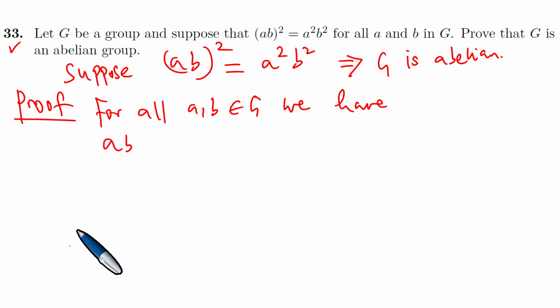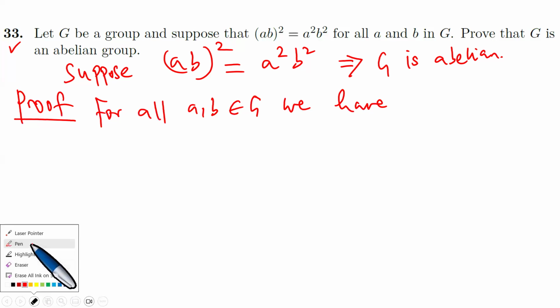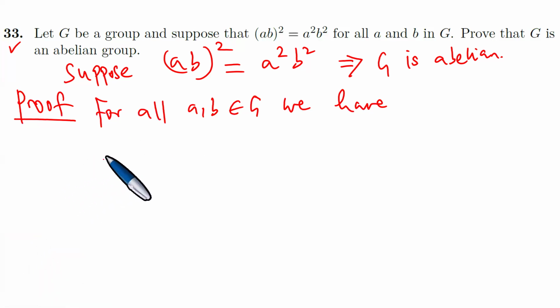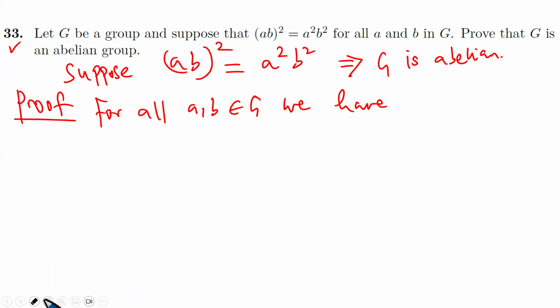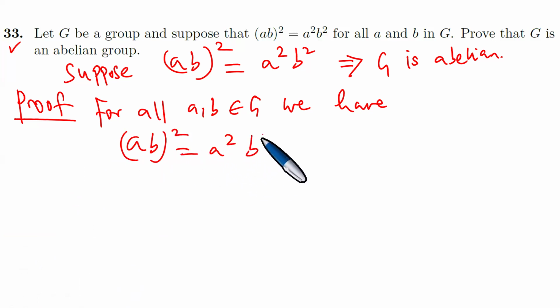Okay, let's write clearly. I want to write a very clear statement here. According to that one, for all A, B in the group, we have (AB) squared is A squared B squared. What does this mean? It means you can write it out, because they said (AB) squared is A squared B squared.